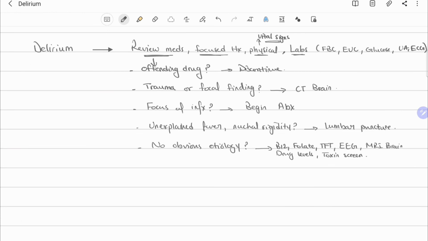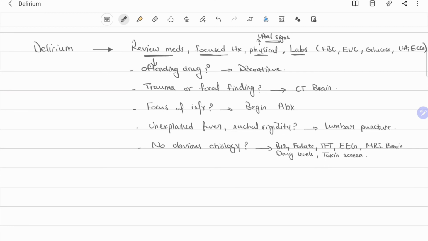So to summarize, if a patient is having delirium, the first thing we can do is review meds, take a focused history and physical, make sure we get the vital signs, and order some labs such as full blood count, electrolytes, urea and creatinine, glucose, urinalysis, and an ECG. And from this initial assessment, if we find an offending drug, we discontinue that drug.